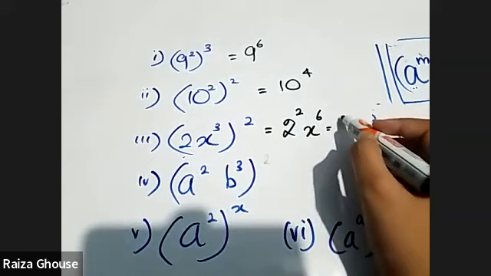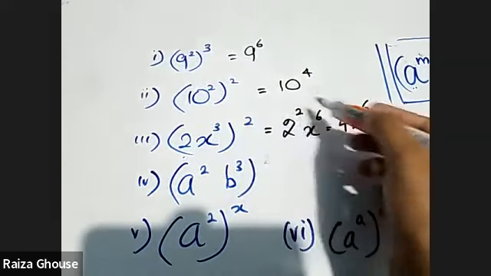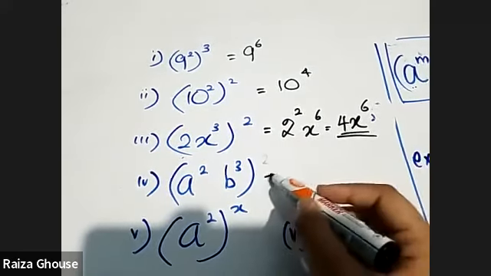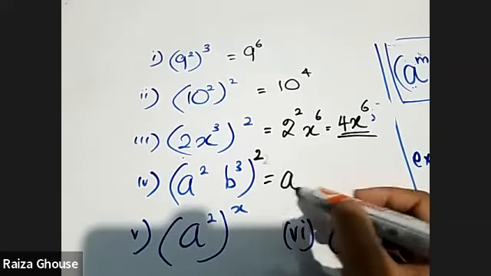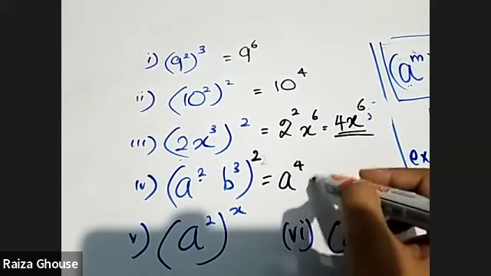Yeah, that can be written as 4x to the power 6. 2 to the power 2 means 4. X to the power 6. This is the final answer. Rutuiska, this answer? What is the answer? A to the power 4, 2 into 2, 2 into 2 is 4. B to the power 6, 3 into 2, 6. Very good.